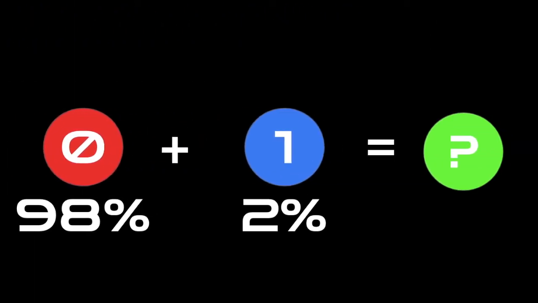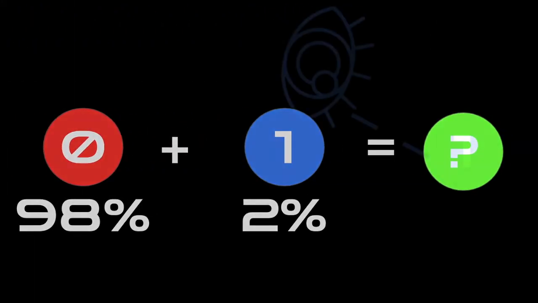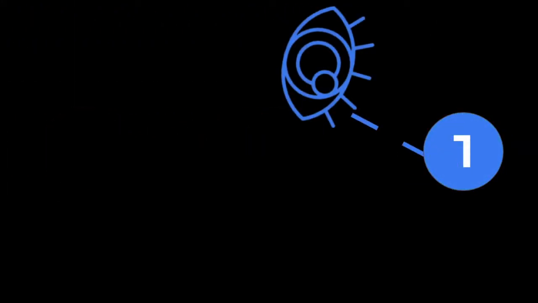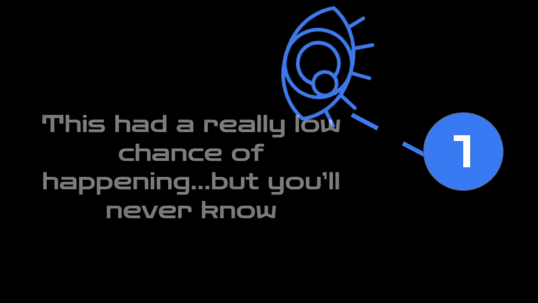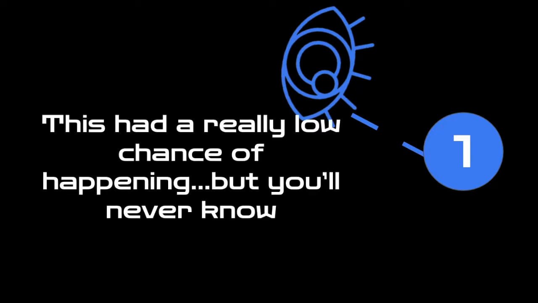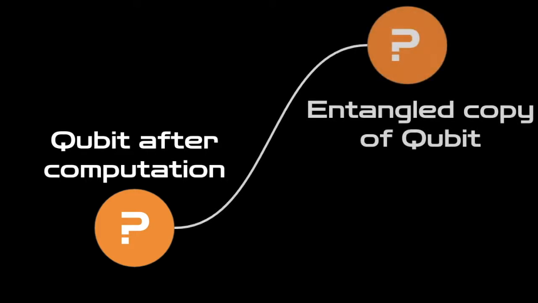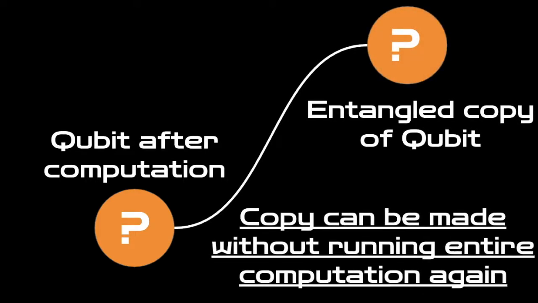And even if the qubit were 98% 0 and only 2% 1, when the qubit is measured, it could give an output of 1, and the fact that the probability of a 1 was so low is completely lost. Quantum entanglement can essentially create a copy of these qubits without needing to run the entire computation again, which saves time in processing and is key to making sure quantum computers can actually have an edge over normal computers.